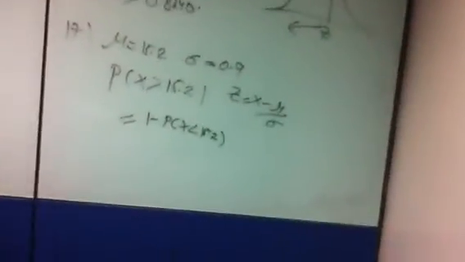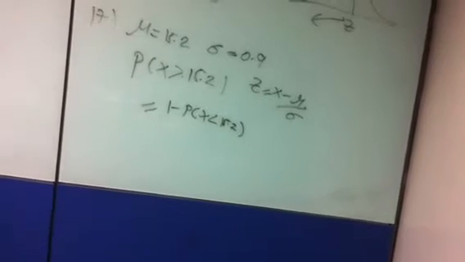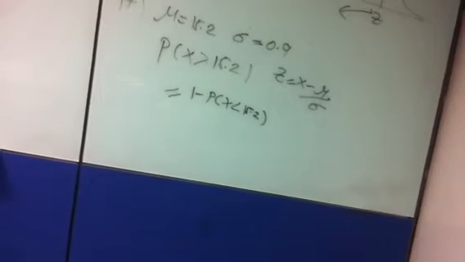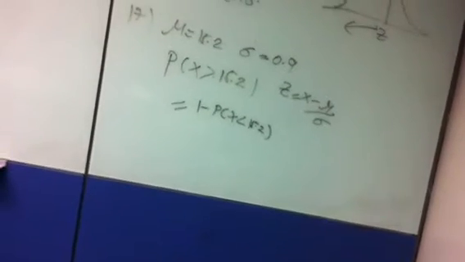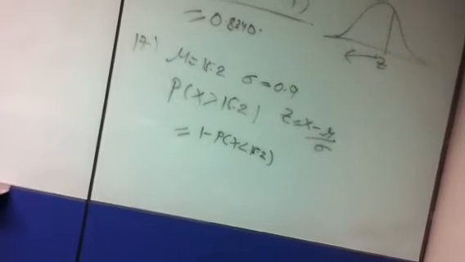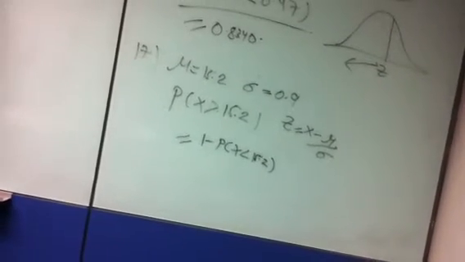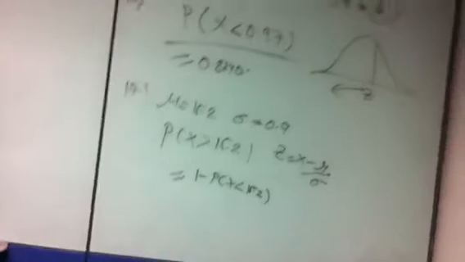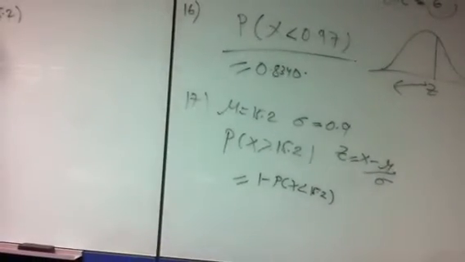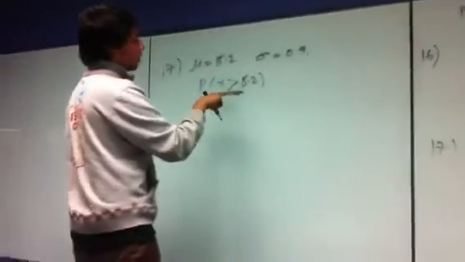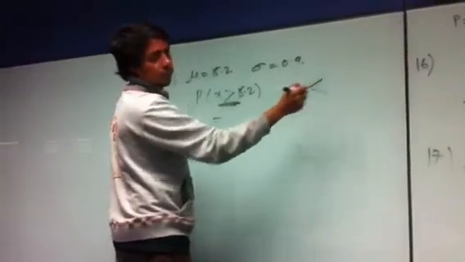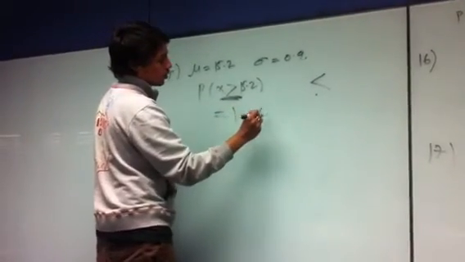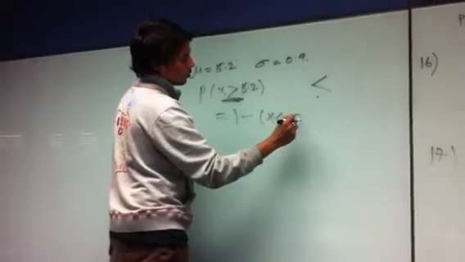Let me write it here. Number 17. Your mu is 15.2, your sigma is 0.9, you have to find the probability of x greater than 15.2. To do that, if there is a greater than sign, you have to change it to a less than sign, okay? To change it to less than, you have to subtract from 1. 1 minus P of x less than 15.2.